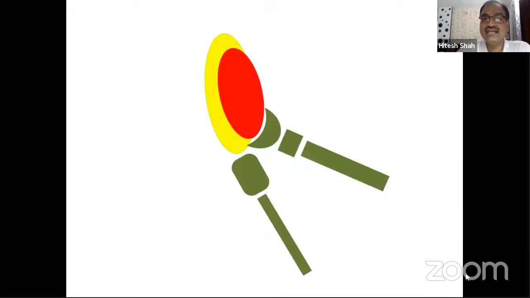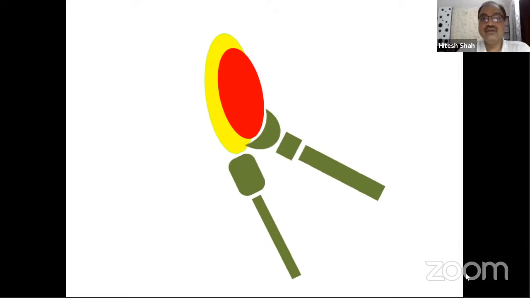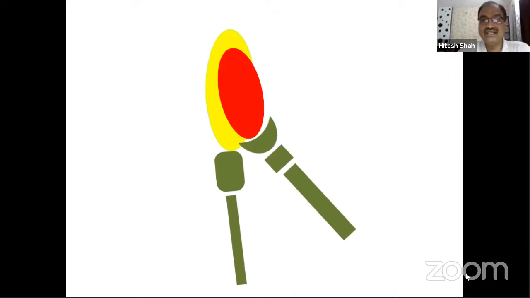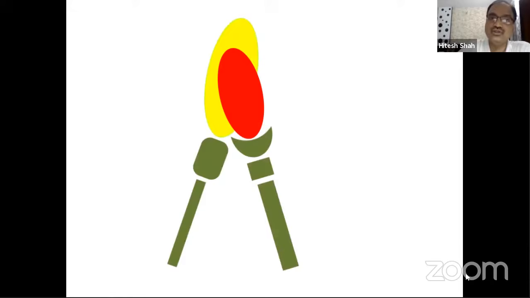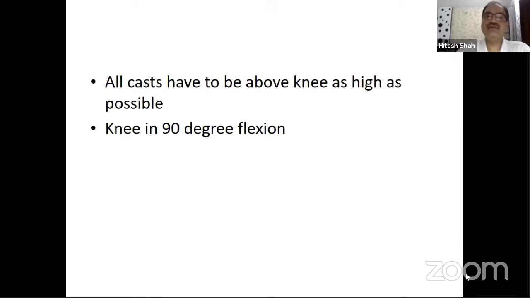If you see the schematic presentation, the talus is visible in red, the calcaneum in yellow, and the rest of the tarsals and the metatarsals in green. When we use the head of talus as the fulcrum, initially it corrects the forefoot adduction. Following that, as we continue to abduct, it will correct the hindfoot. So the hindfoot varus gets corrected by abduction.